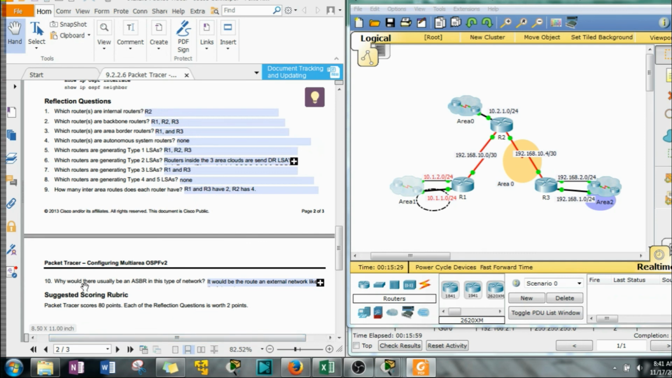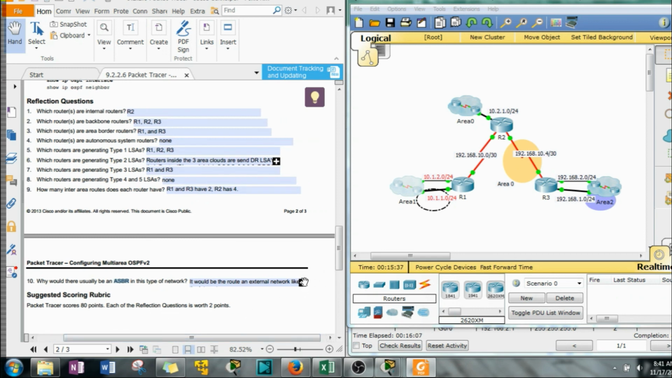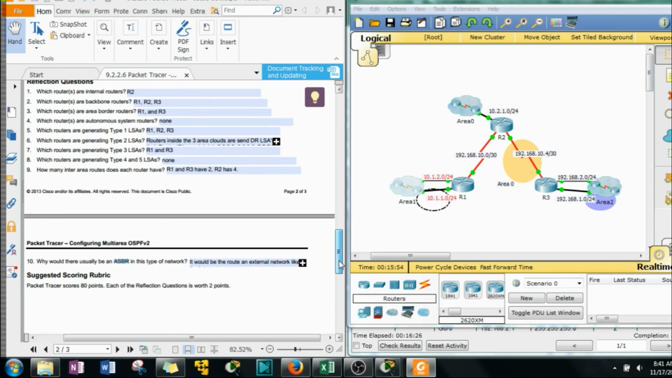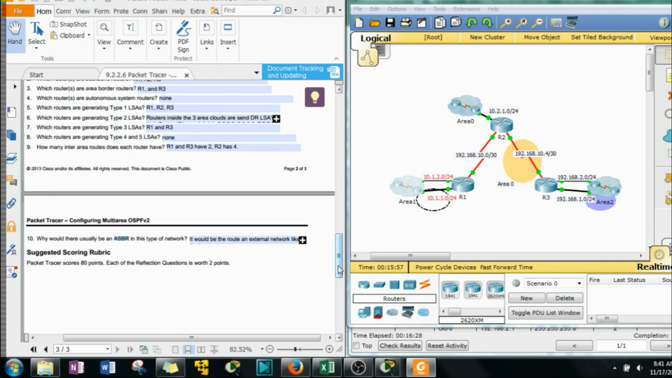Lastly, why would there usually be an ASBR, an autonomous system border router, in this type of network? Well, basically I explained that already. It would tell you that there is an exit out of the OSPF controlled network and into maybe an EIGRP network, or an IS-IS network, or something of that nature. Basically, most likely it would be an exit route to the internet, though. So there you go. That is this Packet Tracer.